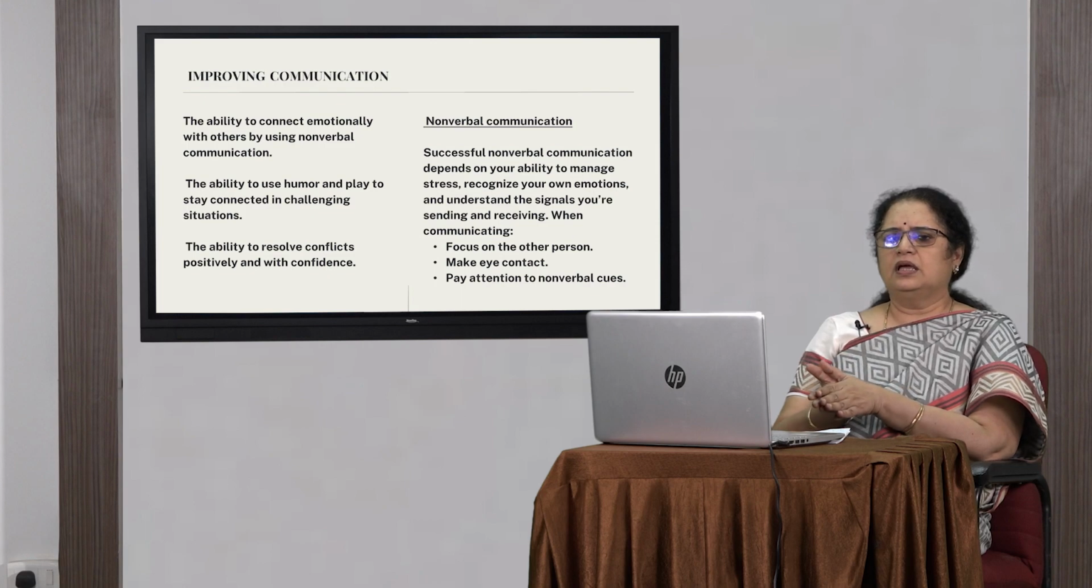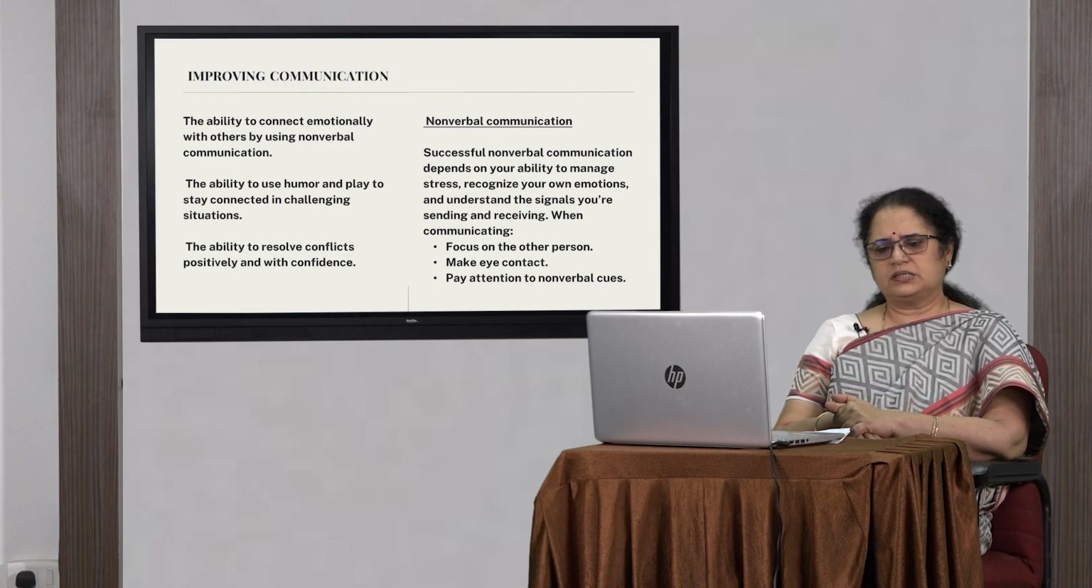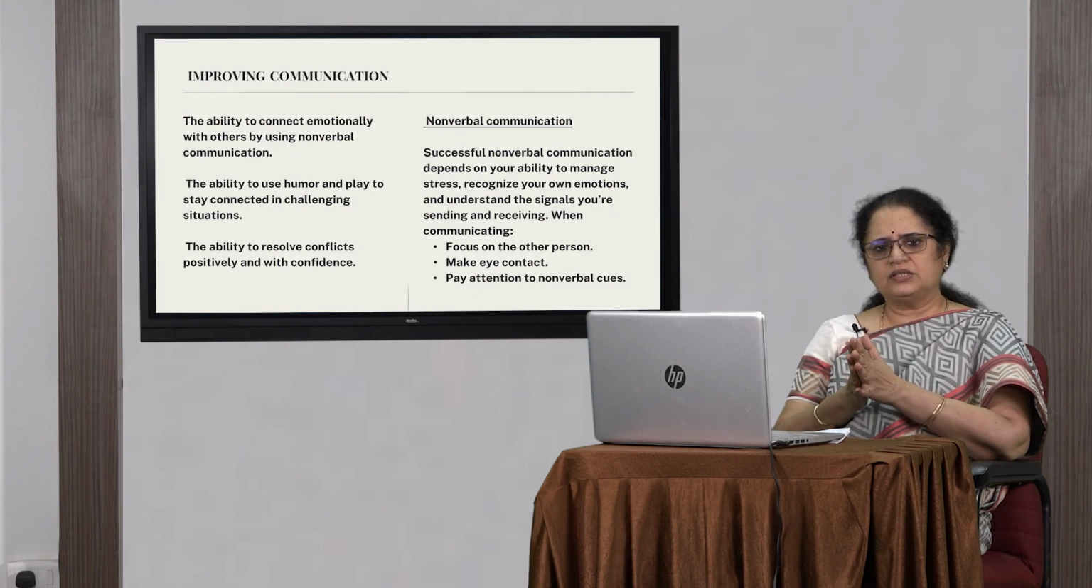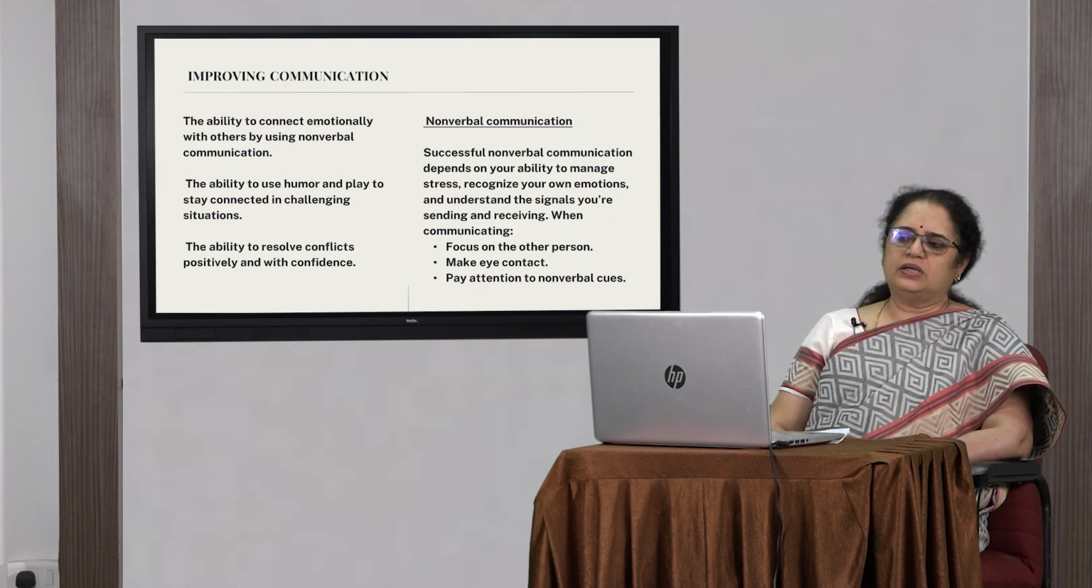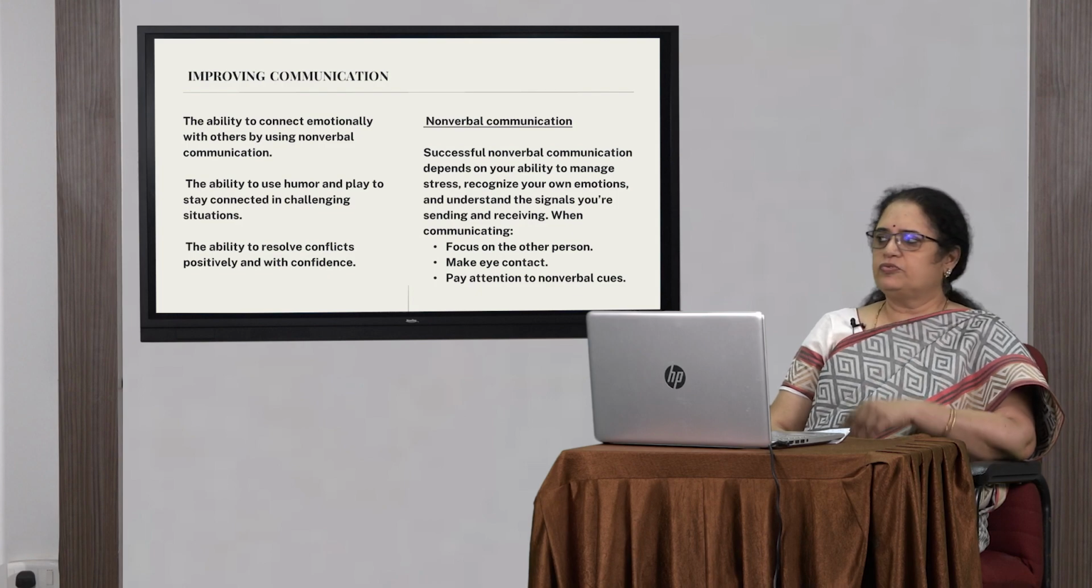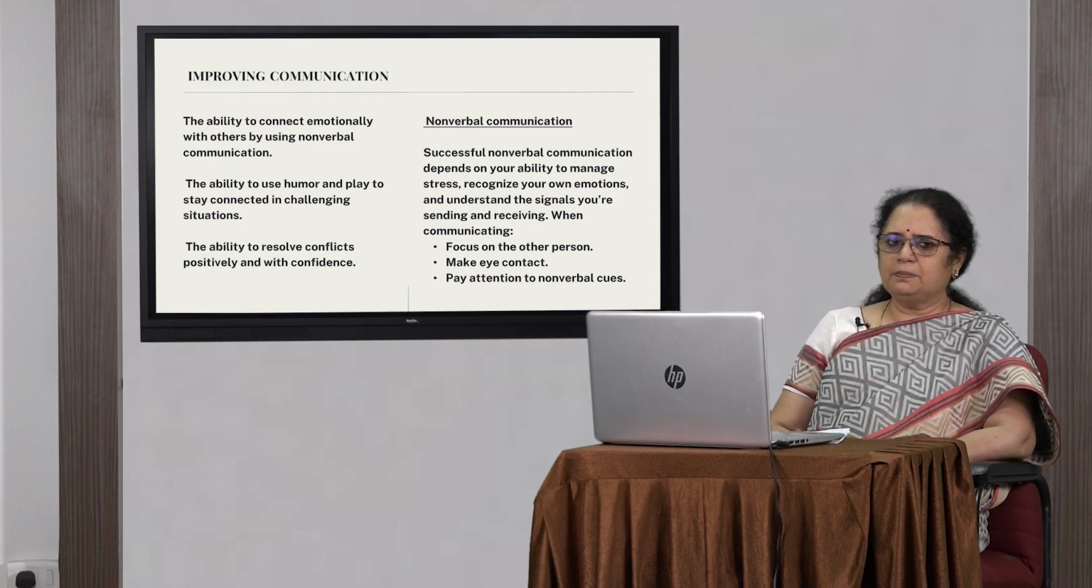So here are 10 more ways to enhance your emotional intelligence. You can see that it is important that when we do these small things, when we take these small tips, we improve our emotional intelligence. So if you look at your screen, you can see these very simple tips.